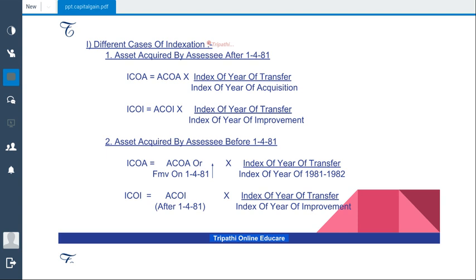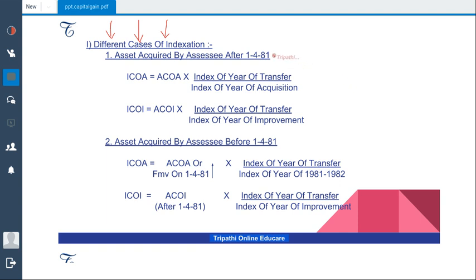Now there are different cases of indexation. These different cases of indexation are very important, so you will have to understand them. There are 5 different situations, and for each and every situation, the formula for index cost of acquisition will change. So let us try to understand the formula of index cost of acquisition in different situations.